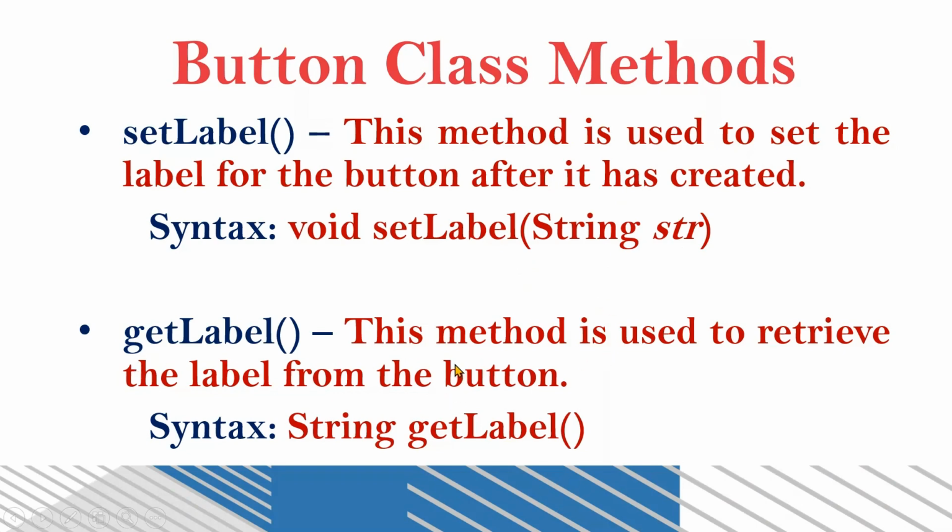Then get label. This method is used to retrieve the label from the button. Whatever text you write onto the button, like OK or cancel, that you want to retrieve, you can go for get label. So we have two methods, get label and set label. As I said, set label does not apply only to a button with no name. Even if a name is given and you want to change it, you can apply the set label method later on in your program.